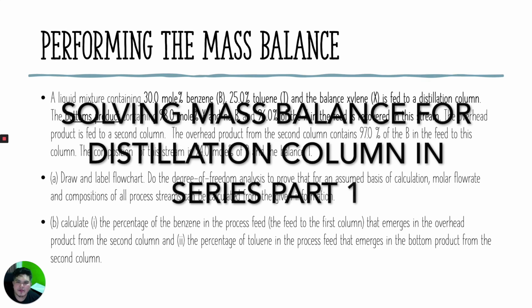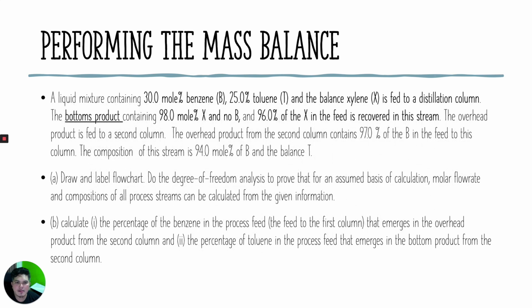Hello everyone, so today we have this problem that we want to solve. This is a problem which involves multiple units. In this case we have two distillation columns connected in series, and three components that we want to separate through these distillation columns, and we want to perform the mass balance for these two columns.